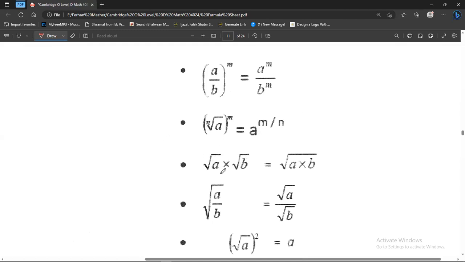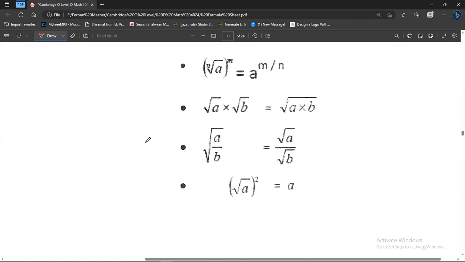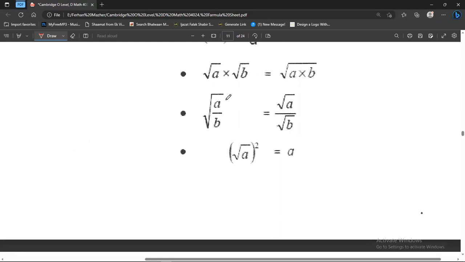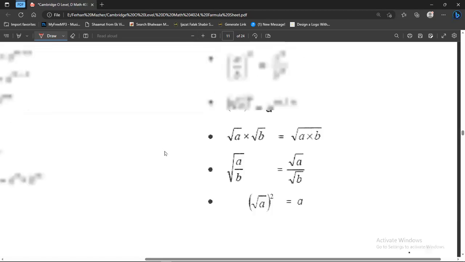If two numbers are multiplying and they both have the same radical sign, they can be written under a single radical sign and they are still multiplying. If two numbers are dividing and they are under the same radical sign, they can be written as radical a divided by, this sign is called radical, square root of a divided by the square root of b. You can separate it. If you have a square root and you take its square, then that square root will be gone and you will have only a. So this is how this is done.